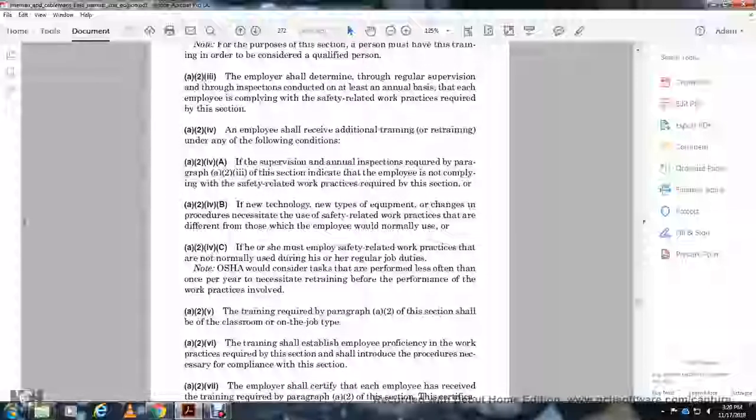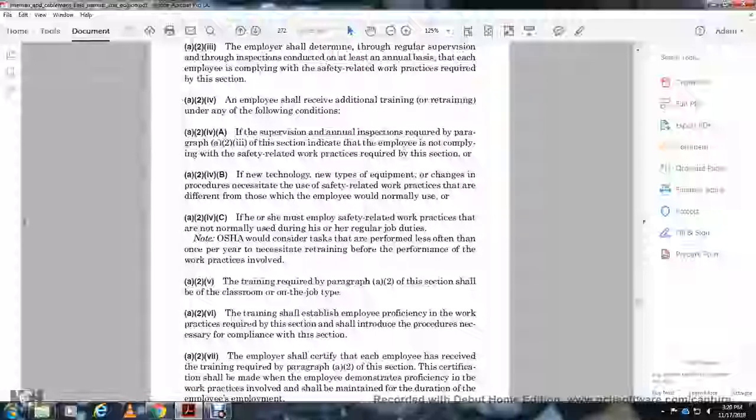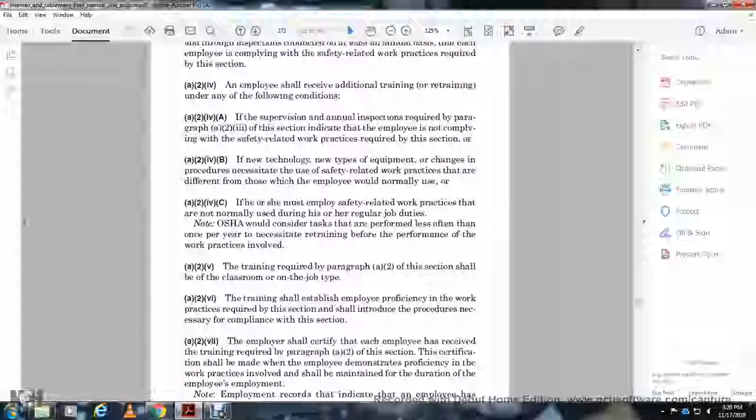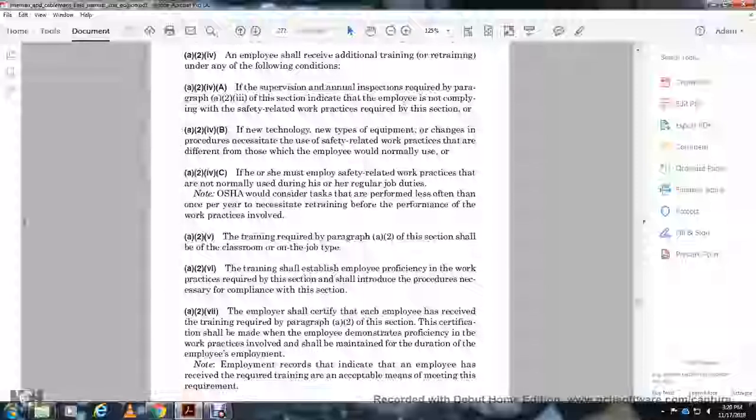A25, the training required by paragraph A2 of this section shall be of the classroom or on-the-job type. A26, the training shall establish the employee's proficiency in the work practices involved and should introduce the procedures necessary for compliance with this section. A27, the employer shall certify that the employee has received the training required by paragraph A2 of this section. The certification shall be made when the employee demonstrates proficiency in the work practices involved and shall be maintained during the employment. Note, the employment record indicating that the employee has received the required training is an acceptable means of meeting this requirement.